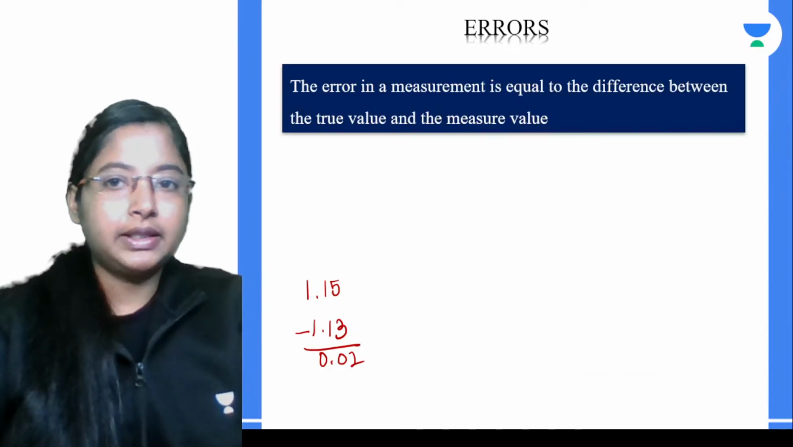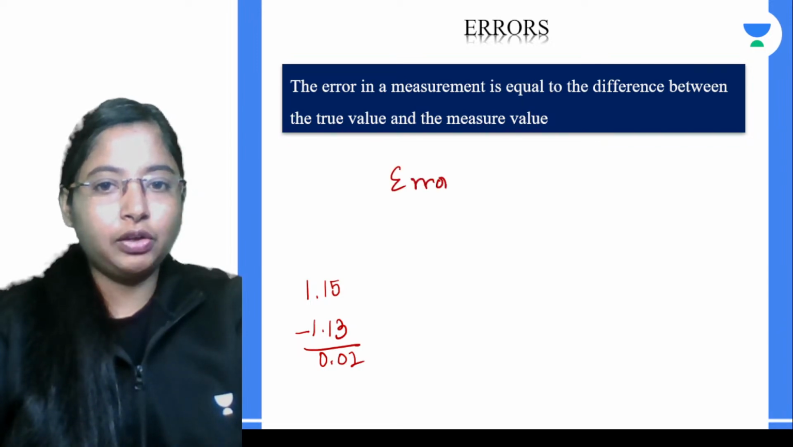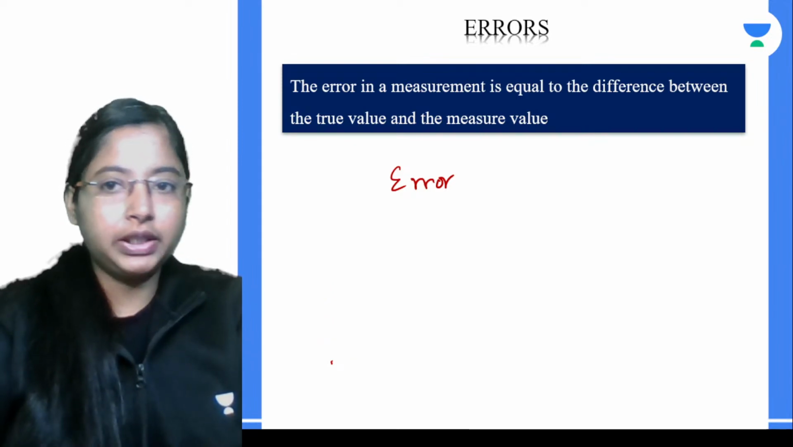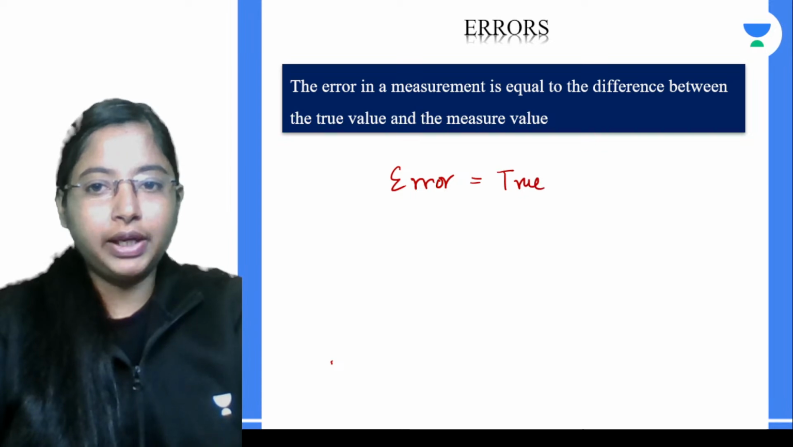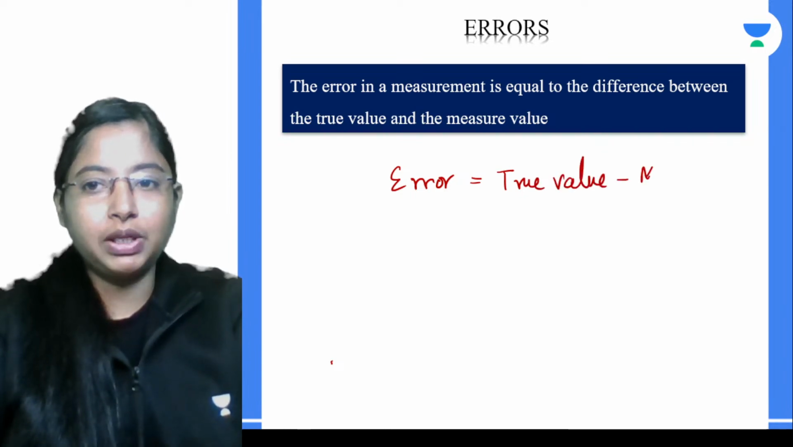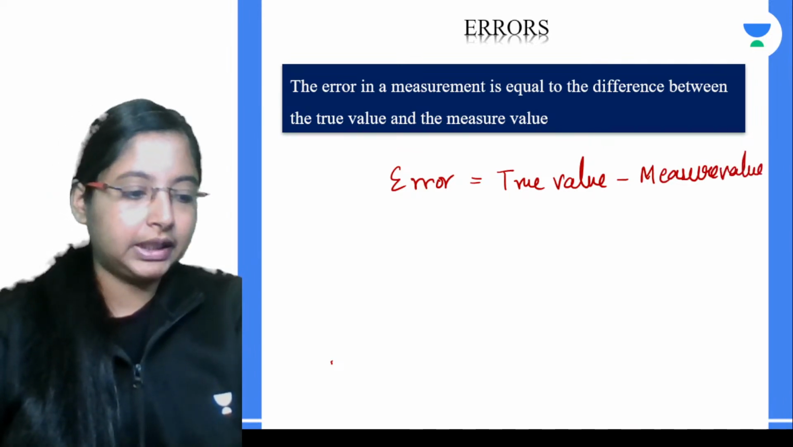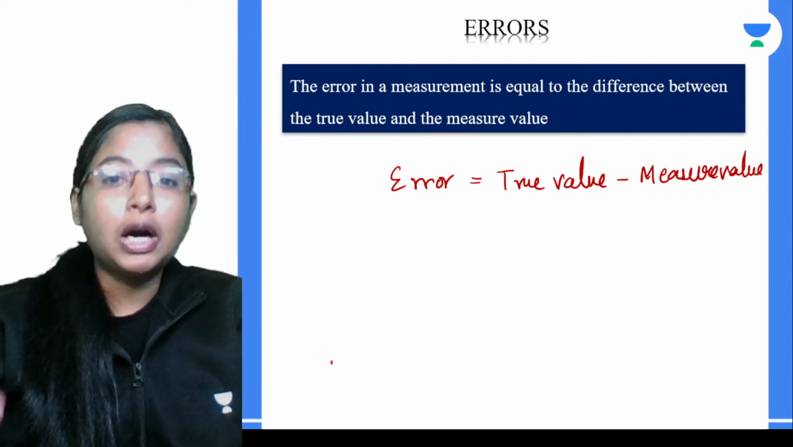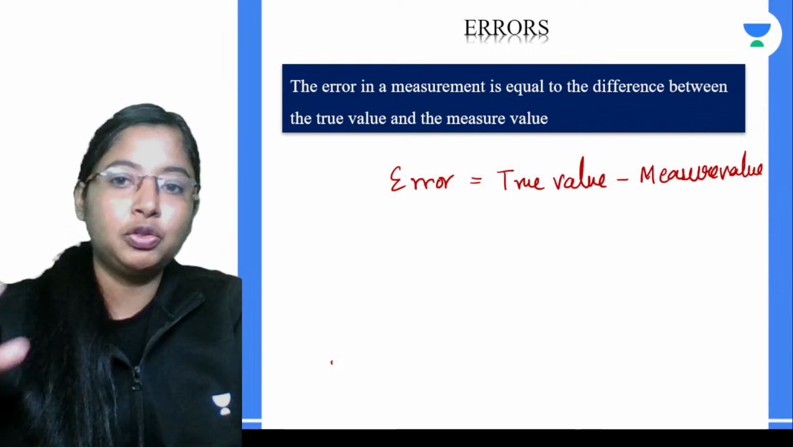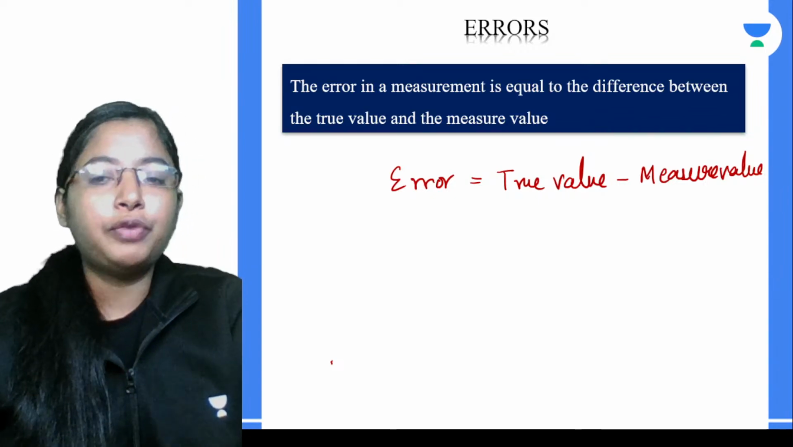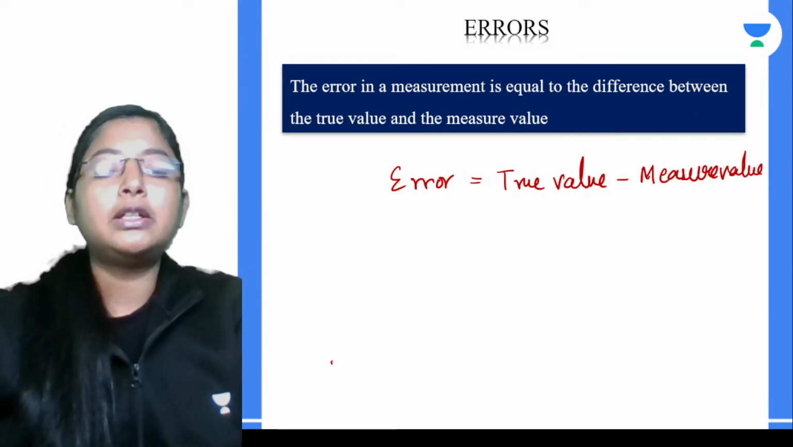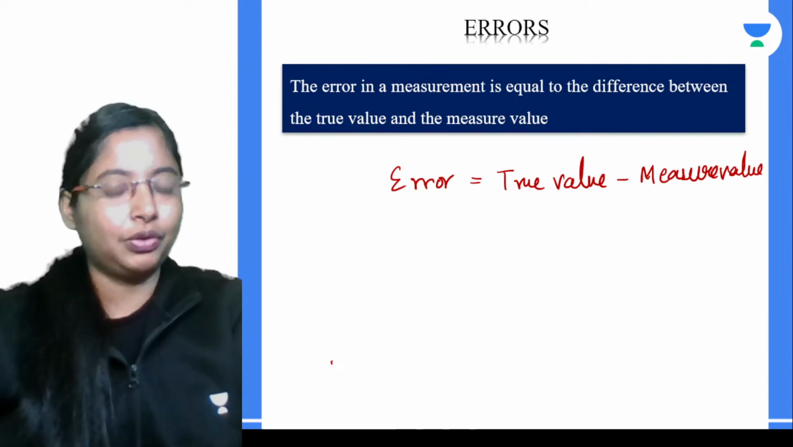Error is nothing but the difference between the true value, the actual value, and the measured value, the value you measured. So this gives you the idea of error. Last class we discussed how to eliminate errors, especially how to find the true value, that is the mean value, and how to express errors in terms of relative errors, percentage errors, as well as absolute errors. We have seen each case in depth, so you can see that video.